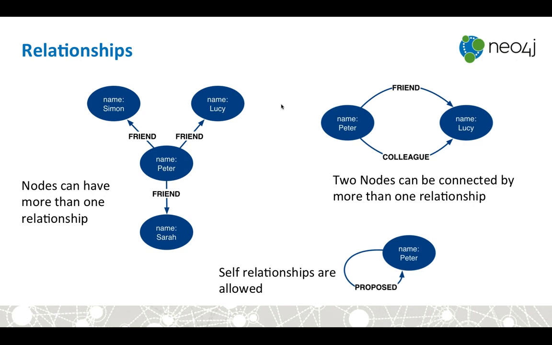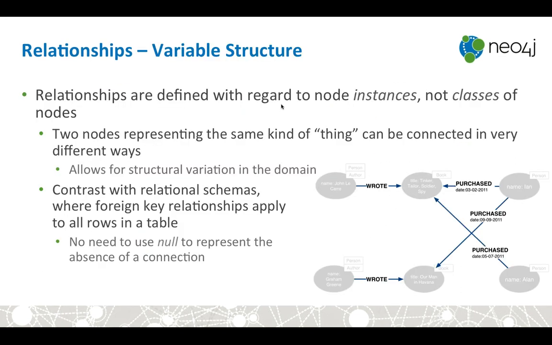There are some more things around relationships. A node can have as many relationships as you need. It can be everything from 0 to 1 million or 10 million. And nodes can also have different types of relationships in different directions, depending on the semantic meaning you want to convey. Also, between the same two nodes, you can have multiple different relationships, which might be qualified by their name or by additional attributes as well. And we also allow self-relationships, which sometimes come in handy.